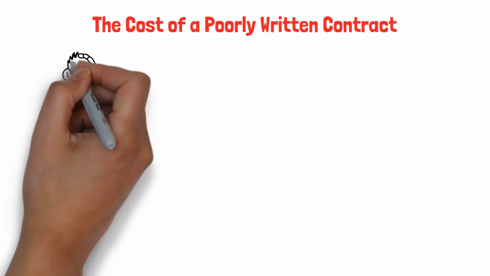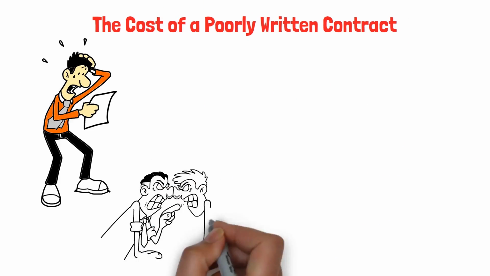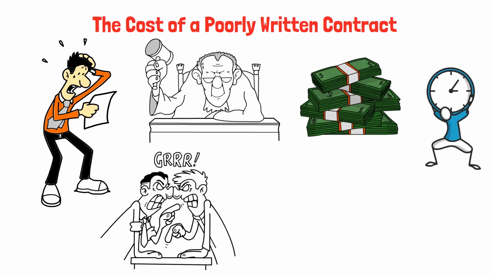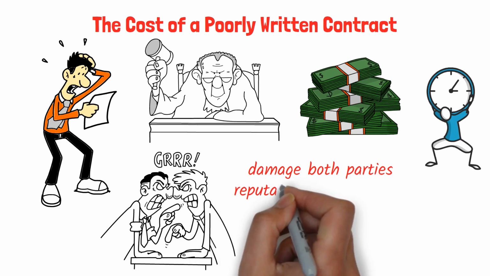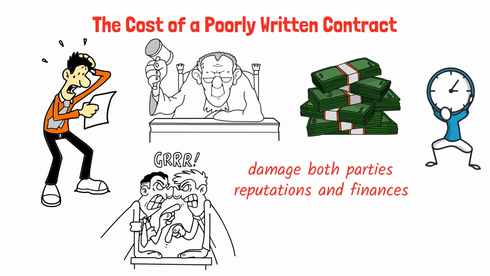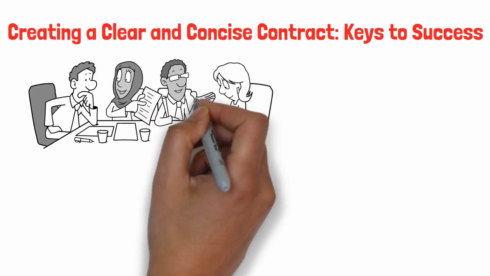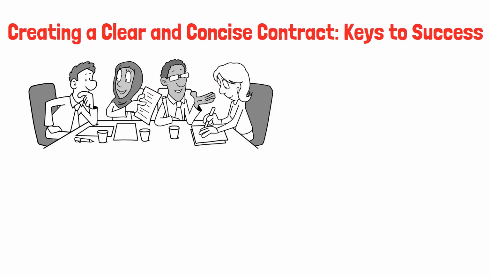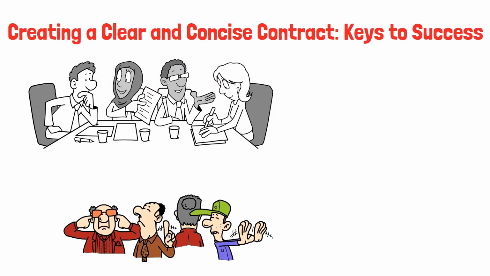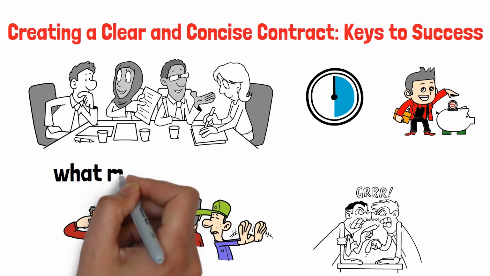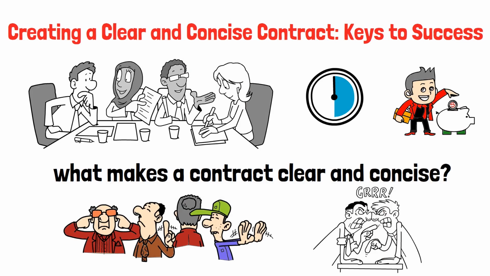A poorly written and confusing contract can lead to misunderstandings, disputes, and even legal action. Such outcomes can be costly, time-consuming, and can damage both parties' reputations and finances. That's why a clear and concise contract is crucial. It ensures that both parties understand their obligations and are on the same page. It can help avoid misunderstandings and disputes, saving time and money in the long run. But, what makes a contract clear and concise?